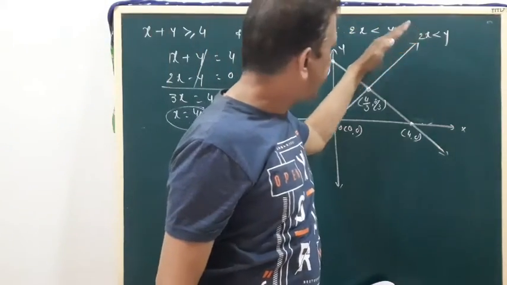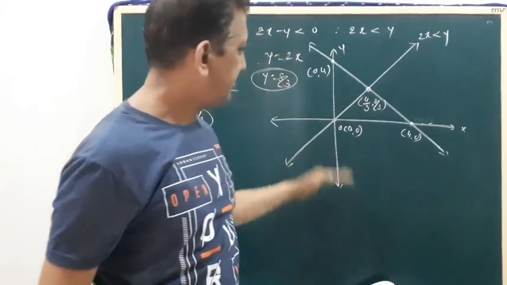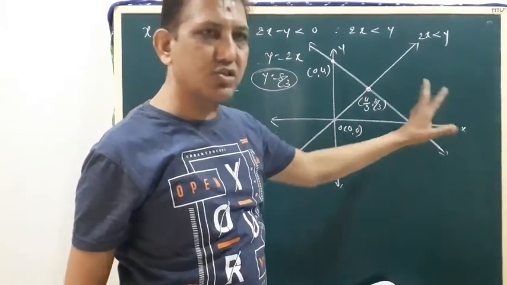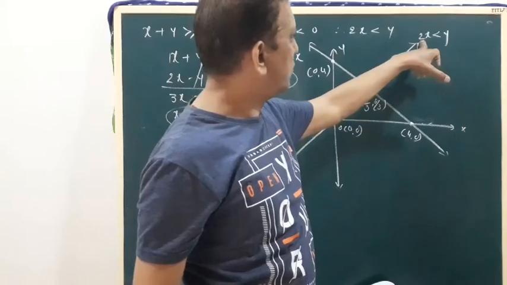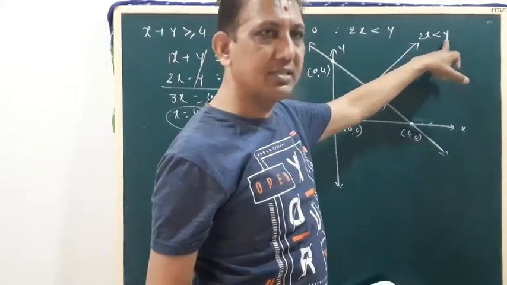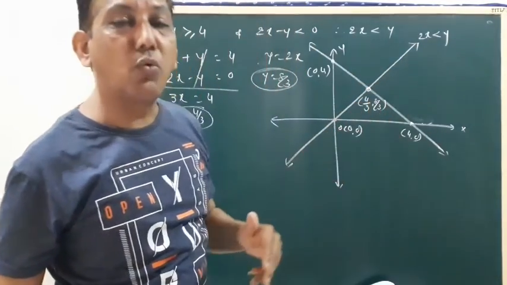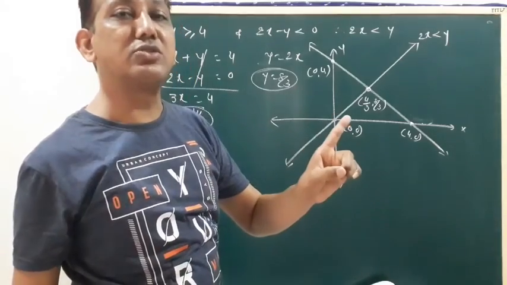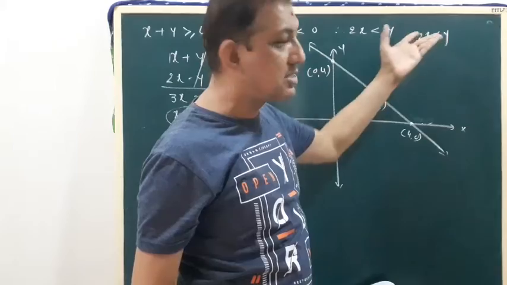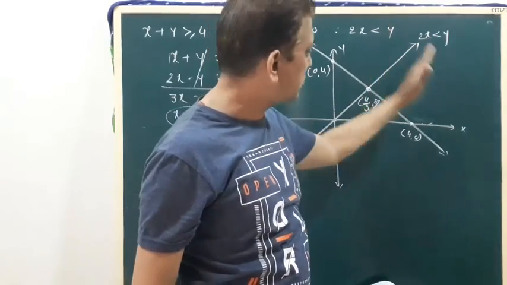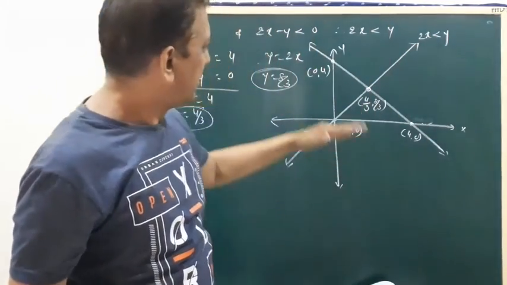You can decide. Suppose we decide the right side part. Put a point on the x-axis, (4, 0). Put here (4, 0): 2 times 4 is 8, and y is 0. 8 is not less than 0. You can check here (5, 0): 2 times 5 is 10. 10 is not less than 0. So that means this portion is not included.